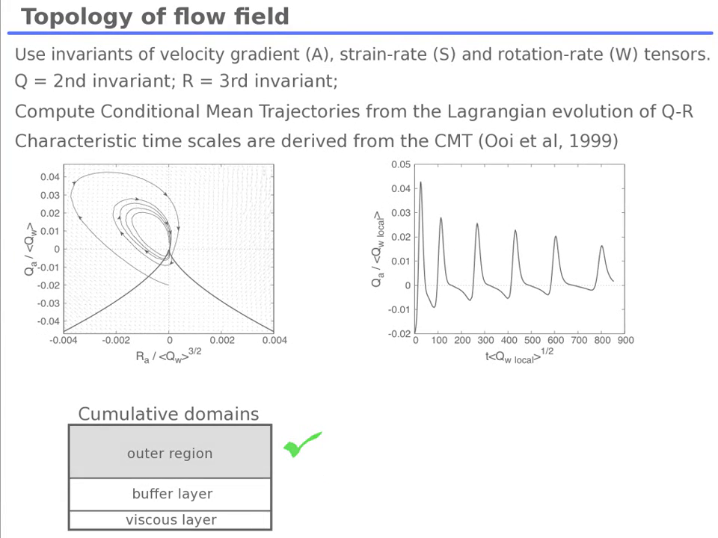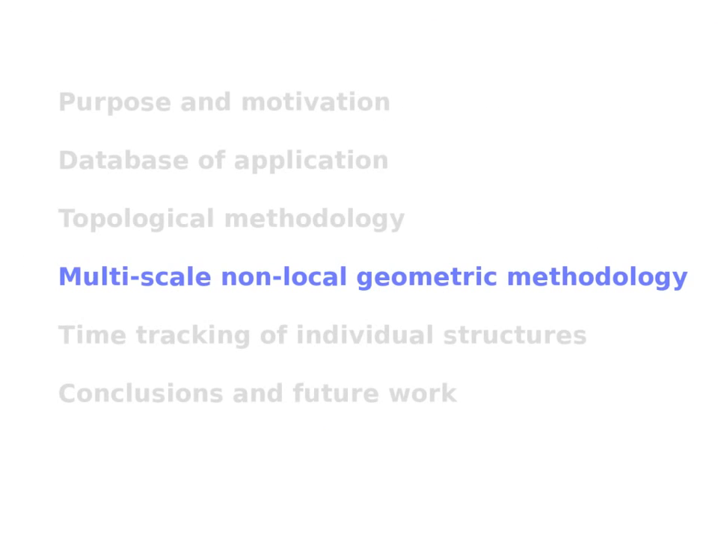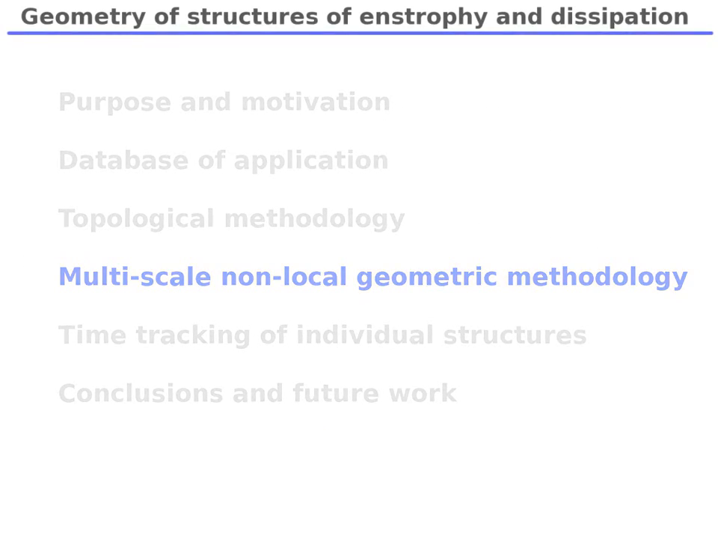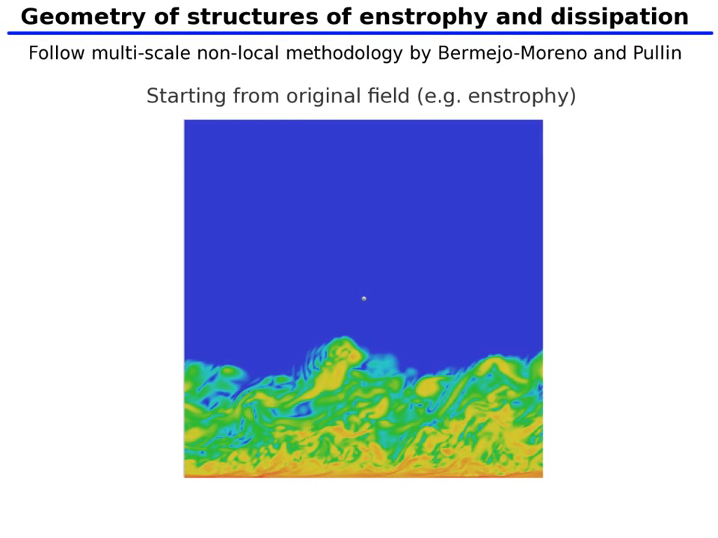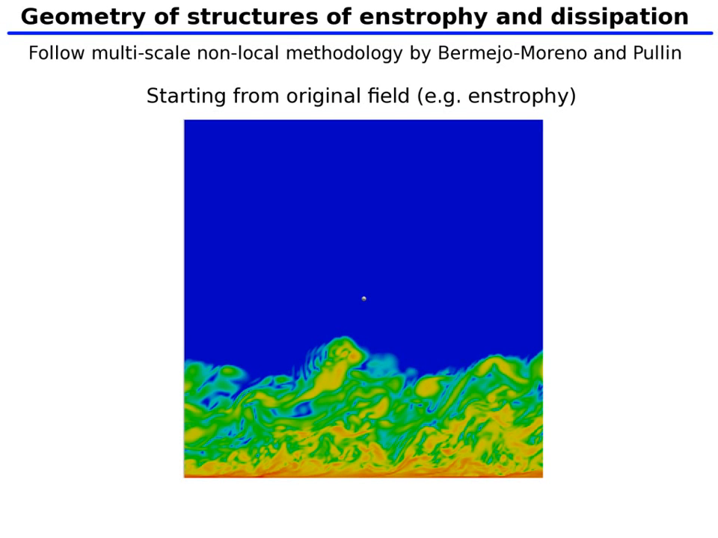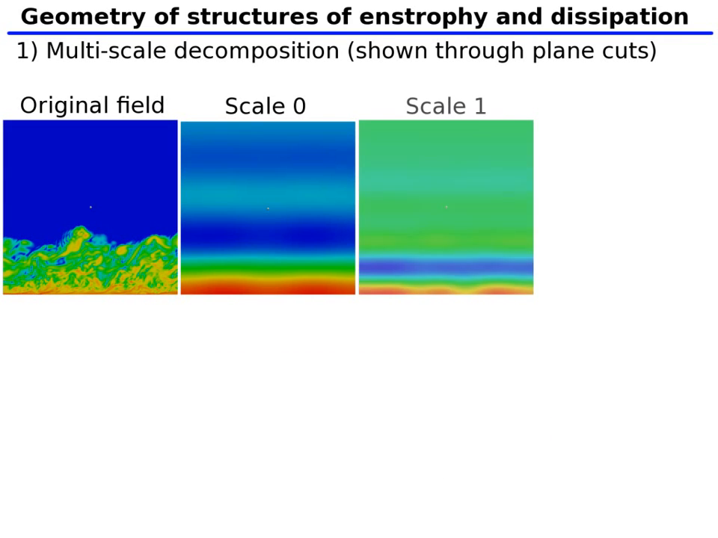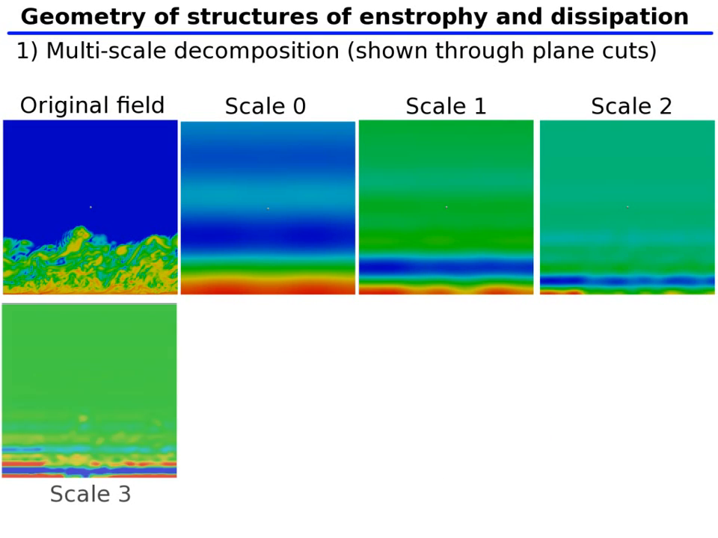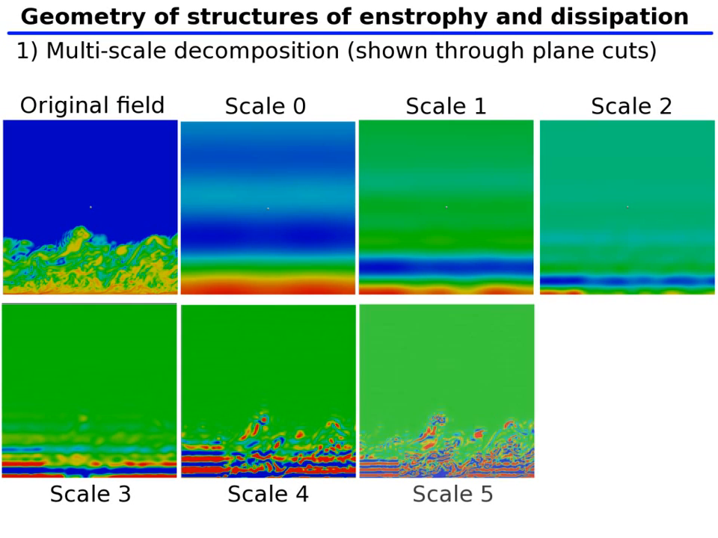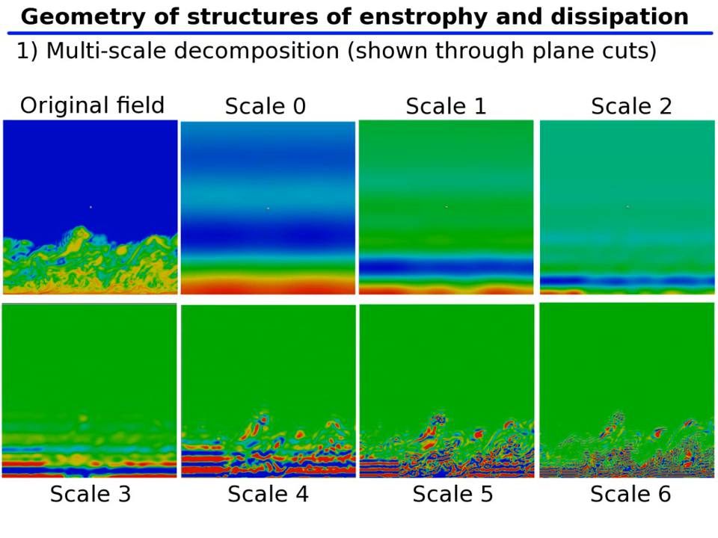To study the geometry of structures educed from the flow field, we use and extend the methodology introduced by Bermejo-Moreno and Pullen. First, we analyze the structures educed from the entropy and dissipation fields in a cubic subdomain. A 3D multi-scale decomposition, which is based on the curvelet transform, is applied to these fields in order to separate the structures that correspond to different ranges of scales.